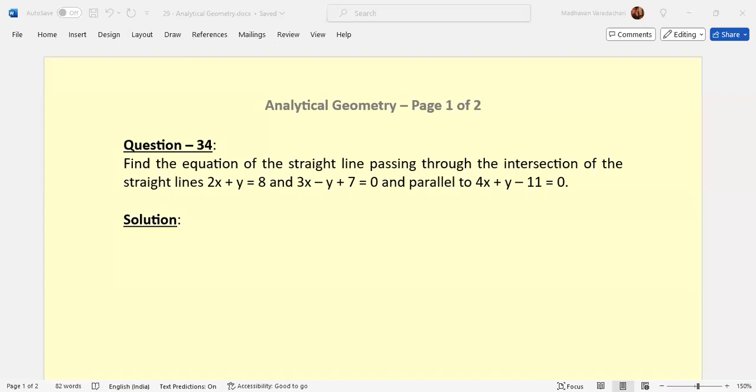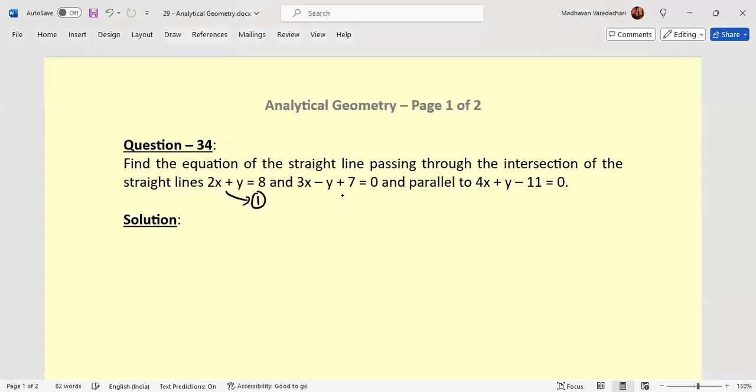Hello everyone. In continuation to the topic we are doing, analytical geometry, this is question 34. Find the equation of the straight line passing through the intersection of the straight lines 2x plus y equal to 8 and 3x minus y plus 7 equal to 0 and parallel to 4x plus y minus 11 equal to 0. So in order to identify the intersecting point, we will solve these two equations.